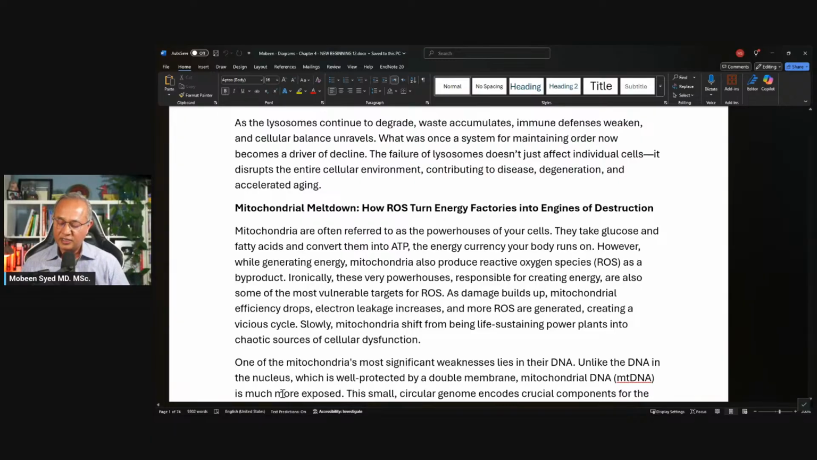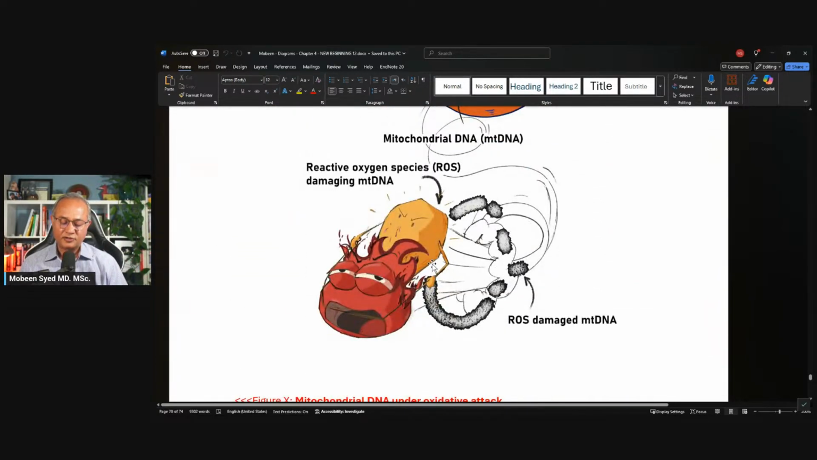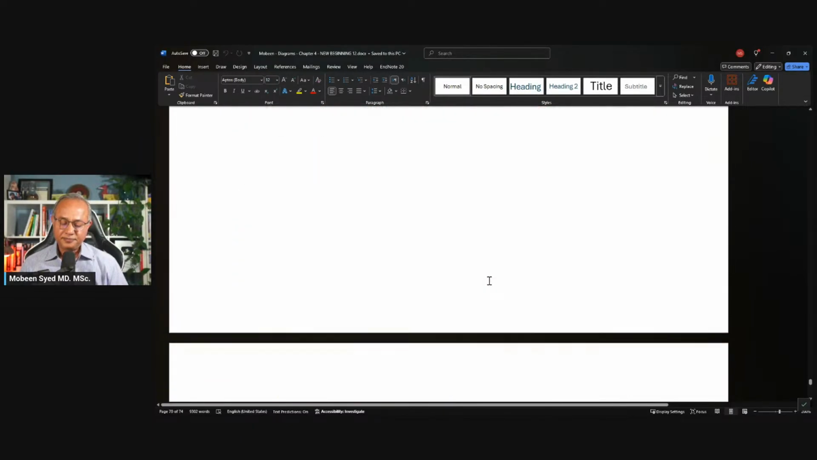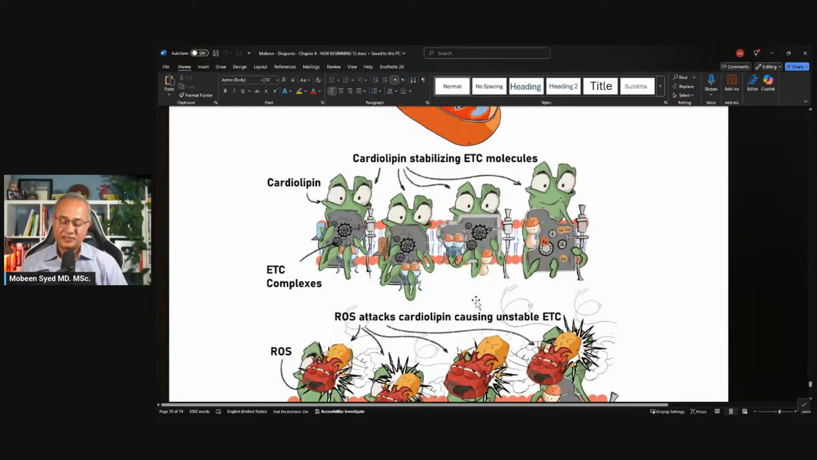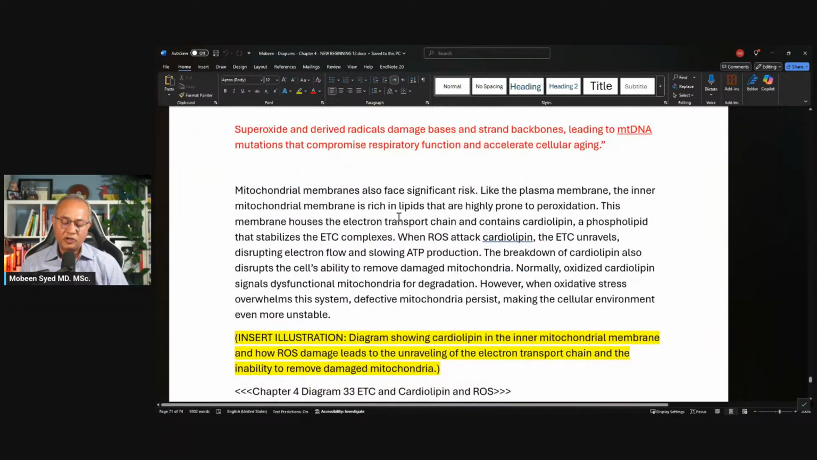publication. So here, this is chapter number 4, Mitochondrial Meltdown: How ROS Turn Energy Factories into Engines of Destruction. So that is the complexes I just discussed. I'm not going to read this, but here is the mitochondria. This is the reactive oxygen species damaging the mitochondrial DNA. Then if you see here, this is the discussion that I just showed you. If I read a little bit of this part, mitochondrial membranes also face significant risk. This is the last part of chapter 4 of the book.